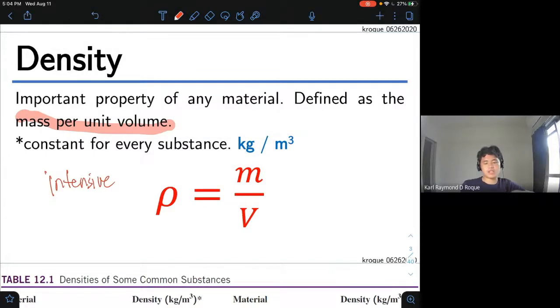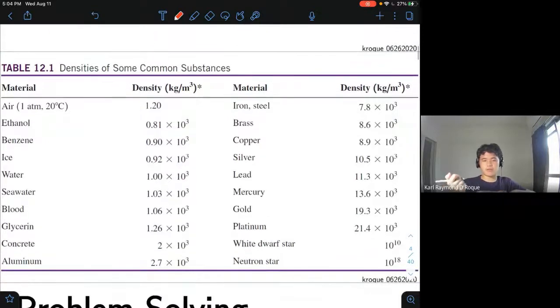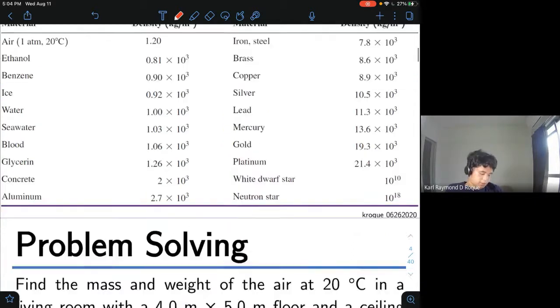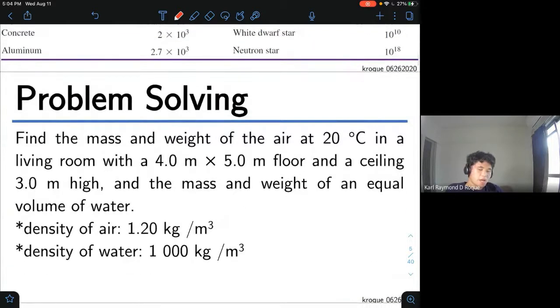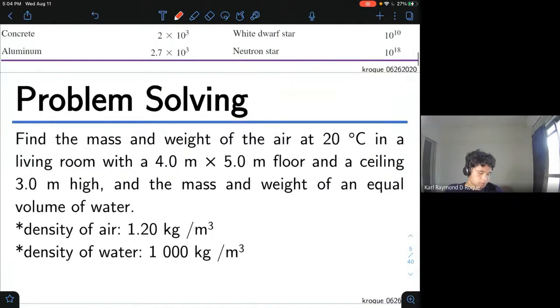May mga common densities tayo. Okay lang, mamaya babalikan natin to. So, don't worry, just to show you what's available. SI units is kilogram per meter cube, hindi gram per cubic centimeters. Okay. I'm sure kayang-kaya nyo to. Sige nga, 2 minutes. Can you tell me the answer? Para lang sure tayo if you know the concept.